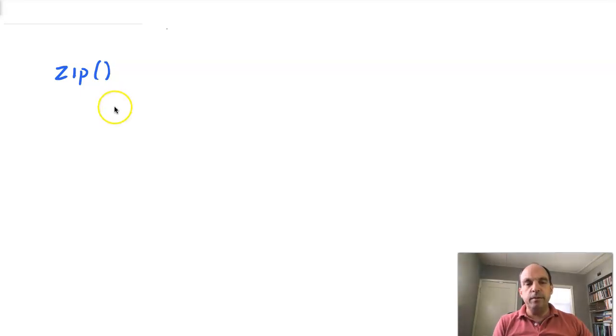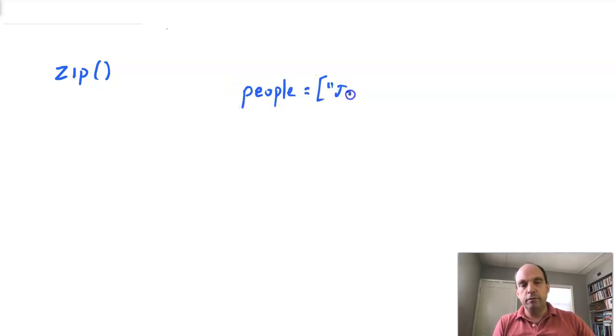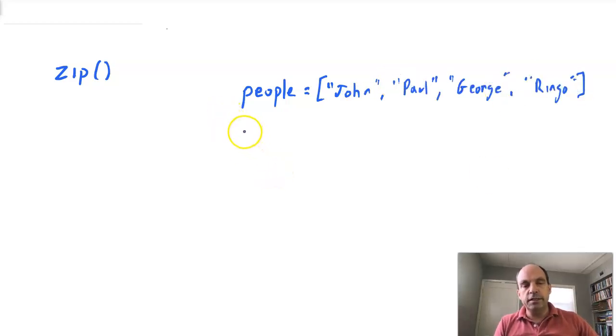Let's talk about a built-in Python function called zip. Zip takes two or more iterable objects, combines them together, and returns another iterable object called a zip object. So suppose we had two lists. We have people, and in the people list we have John, Paul, George, and Ringo, of course. We have an associated list called colors, and in the associated list we have each person's favorite color.